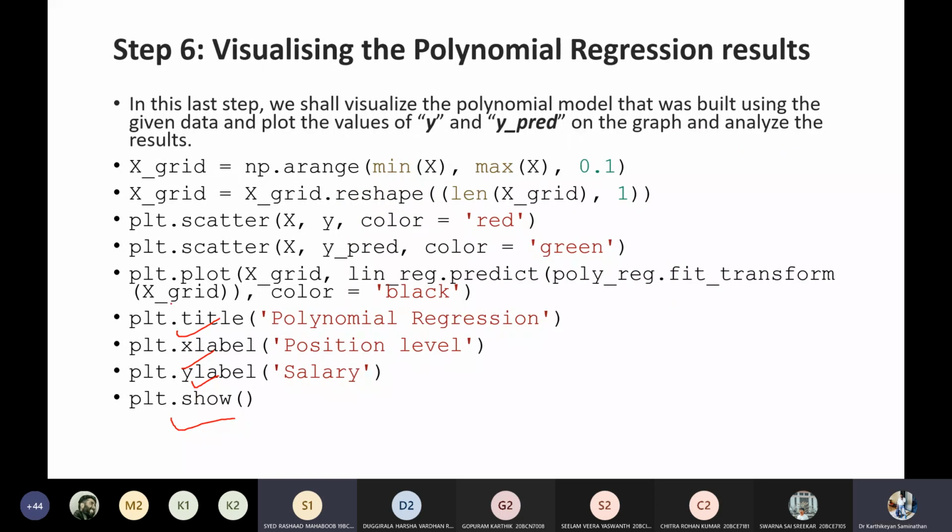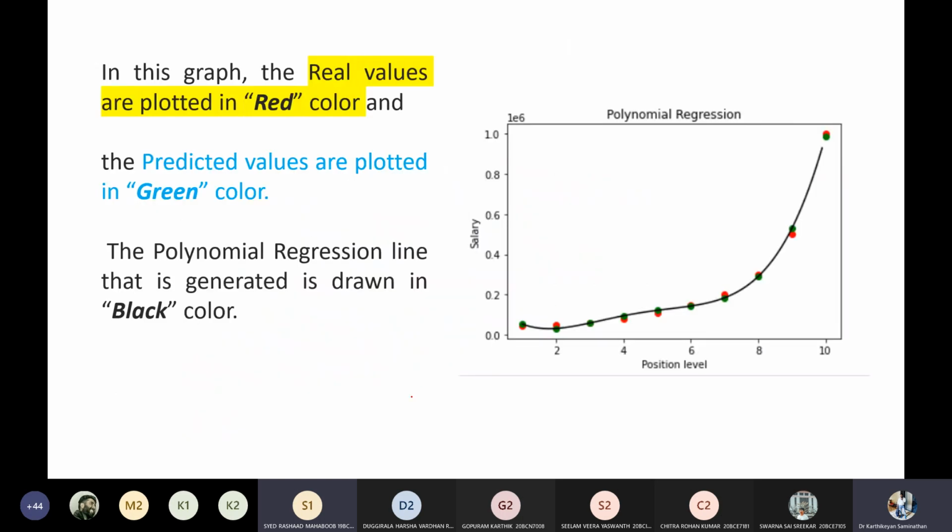So x grid is nothing but numpy.arange of minimum x, comma, maximum x, comma, 0.1. Then x grid is equal to x_grid.reshape of length of the x grid, comma, 1. So we are considering only true values. Then scatter plot with color equal to red, and the scatter plot of the predicted values in green. So y is your actual value, and this is your predicted value. Red and green.